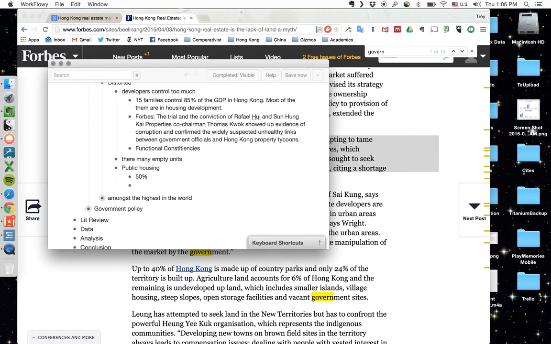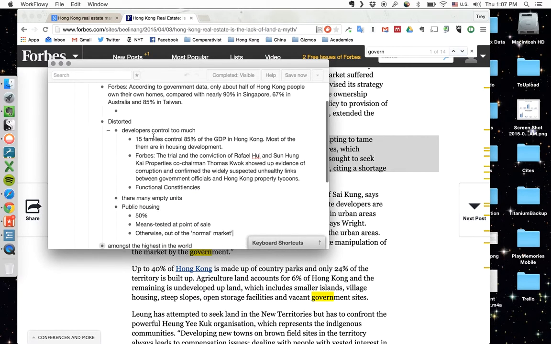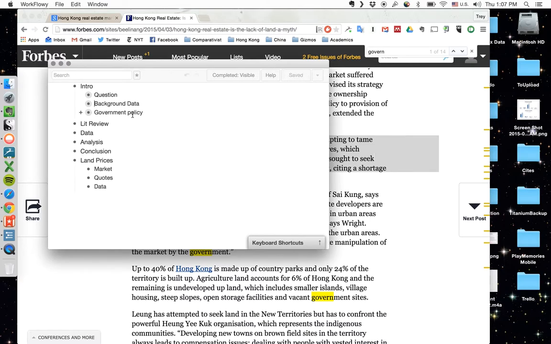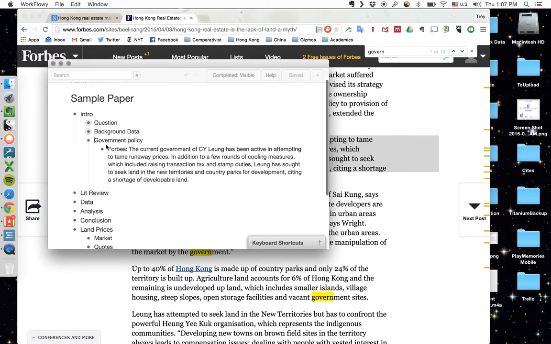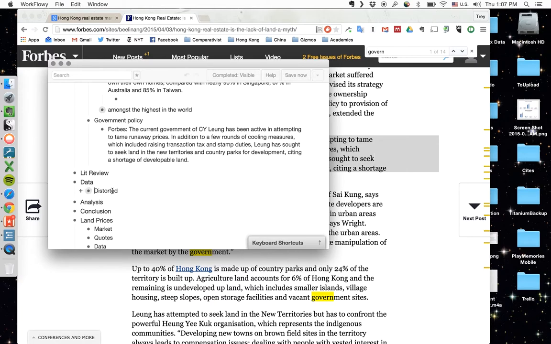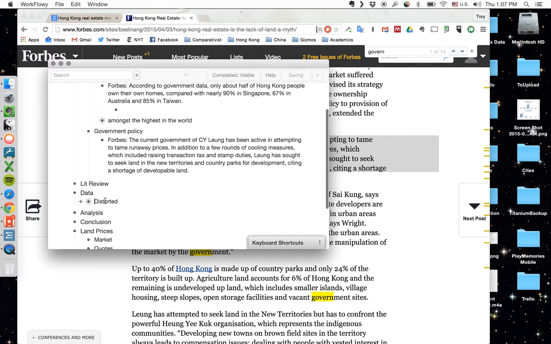So uniqueness is right. It is means tested at point of sale. Otherwise, out of the normal market. But at some point, it starts to get very specific. And you have to make your own choice here about how much is just the background data. So maybe you could put some of this in your normal data, right? This is getting pretty specific. So you don't want everything in your introduction, right?